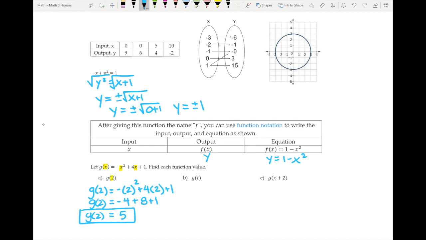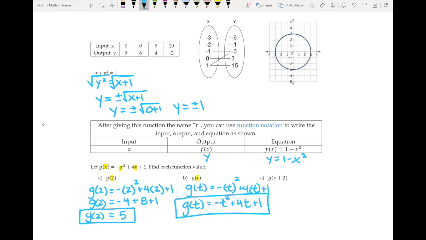Now, this time they're subbing in not just a number, they're subbing in the letter t. They're going to replace all the x's with a t. So g of t equals negative t squared plus 4 times t plus 1. In this case, I don't really need the parentheses. It's a variable just like the x was. So it said negative x squared without parentheses. I can do that with the t: negative t squared plus 4t plus 1. So here is my g of t. It's not a single number.